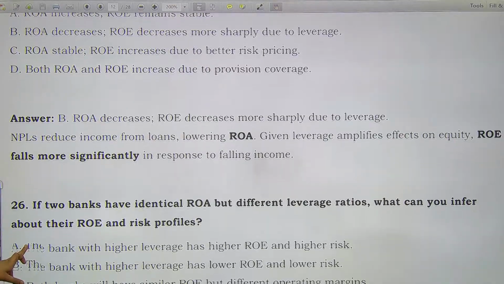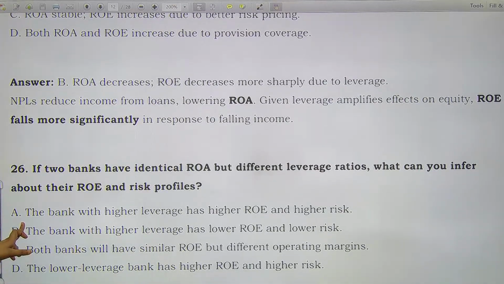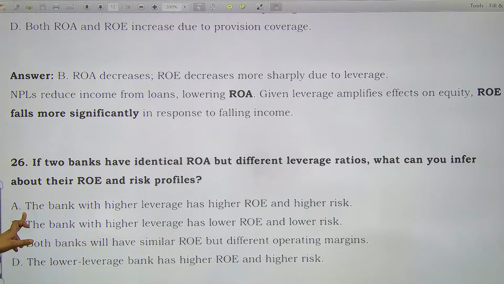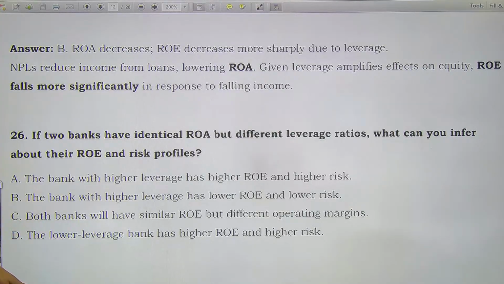Now, if two banks have identical ROA but different leverage, what you can infer about their ROE and their risk profiles? Bank with higher leverage will have high ROE and high risk. Bank with higher leverage has lower ROE and lower risk. Both banks will have similar ROE but different operating margins. Lower leverage banks have higher ROE and higher risk.